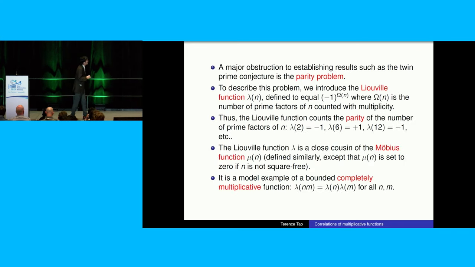A very similar argument shows that the Liouville function should be equidistributed in any arithmetic progression. If you look at all the numbers that end in 7 mod 10, half of them should have even parity, half should have odd parity. Lambda should be 1 half the time, and minus 1 half the time. We can prove that. And that's equivalent to what's called the prime number theorem in arithmetic progressions.